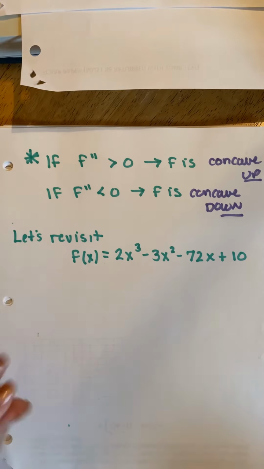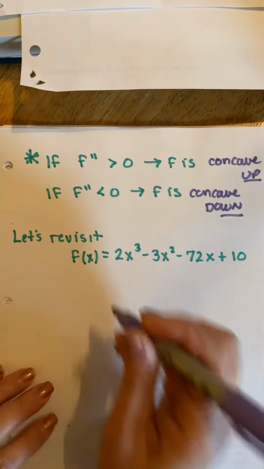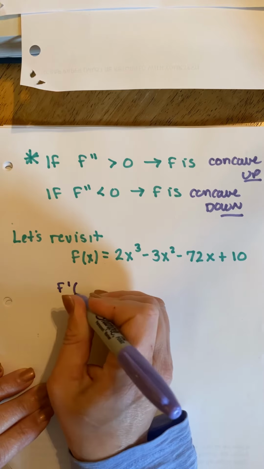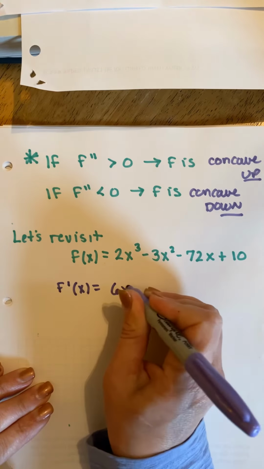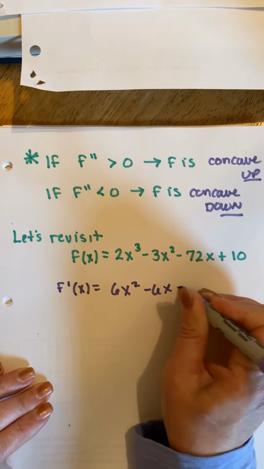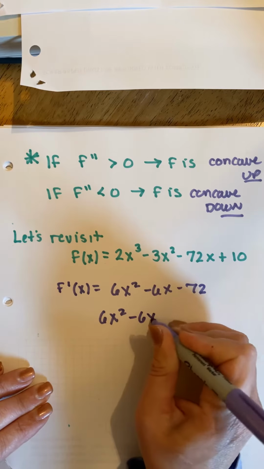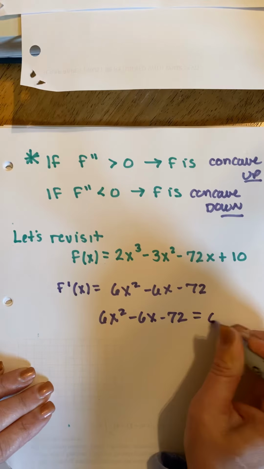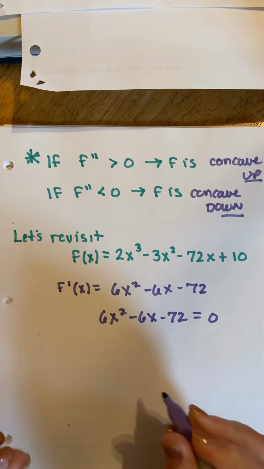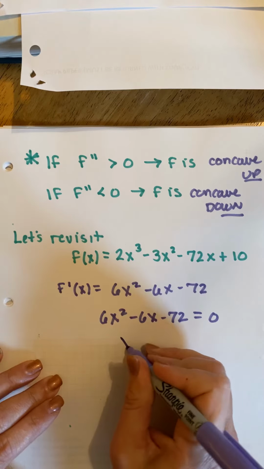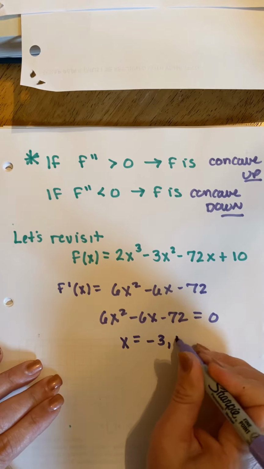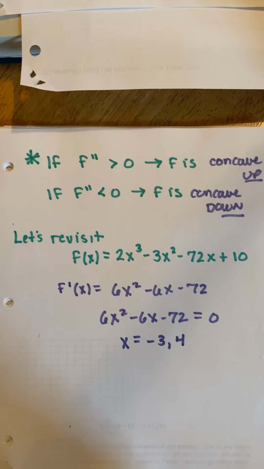So let's revisit this function. We looked at it and found our local maxes and mins previously. So we took the first derivative. We got 6x squared minus 6x minus 72. Now this is a quadratic function. It's never undefined, but we can see that we have critical numbers at -3 and 4, so that was from a previous lecture.